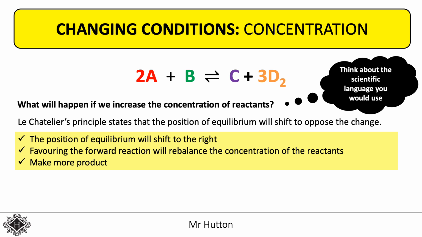Okay, so look at the language we've used there. For example, in a question, the exact question there, what will happen if we increase the concentration of reactants? The way you need to answer is the position of equilibrium will shift to the right, favouring the forward reaction to make more product. So you get a higher yield. This is one way you could get a higher yield, by increasing the concentration of your reactants.